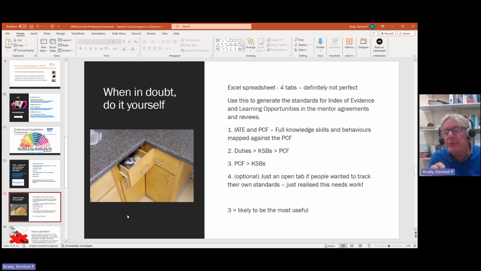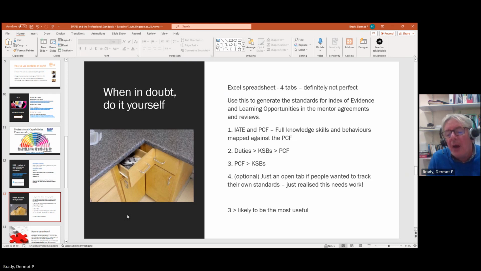The second tab is the duties. You have 2 or 3 columns, but in any event, the 19 duties mapped against the KSBs and then against the PCF, if you see what I mean. So you have to do it both ways around. Sometimes the starting point is the IATE and sometimes the PCF.